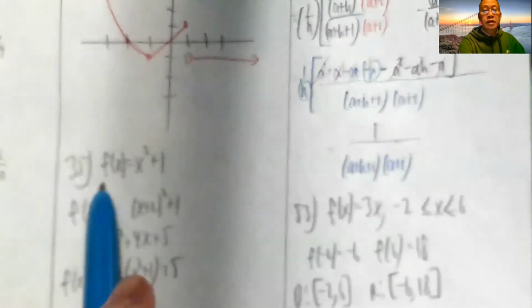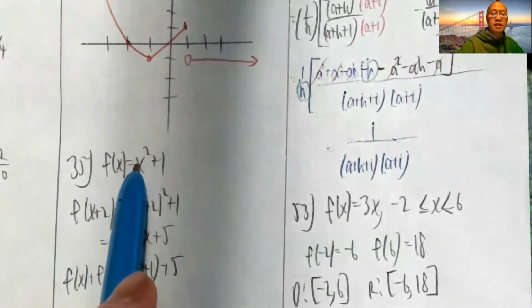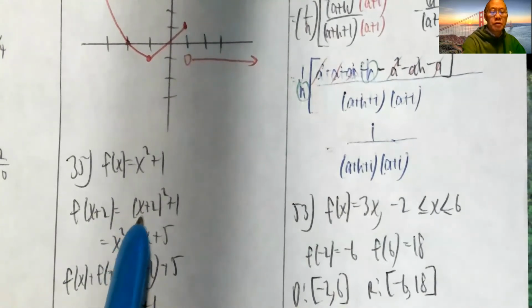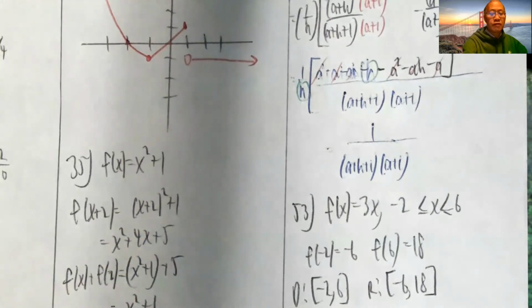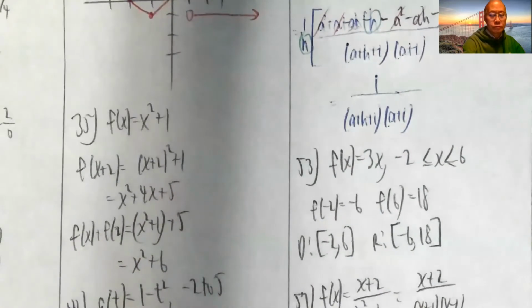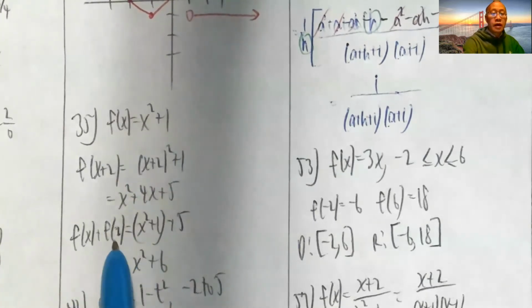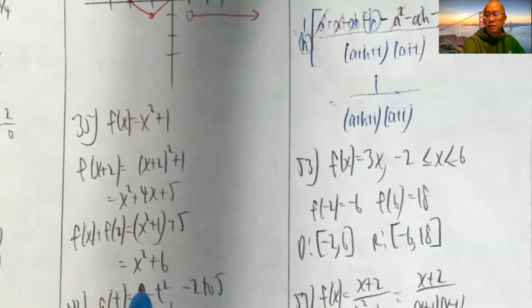35, f of x is x squared plus 1, f of x plus 2. Replace this x with parentheses x plus 2 squared. That's x squared plus 4x plus 4 plus 1, x squared plus 4x plus 5. F of x plus f of 2, well, f of x is the original, x squared plus 1. F of 2, put 2 in here, I get 5, so x squared plus 6.